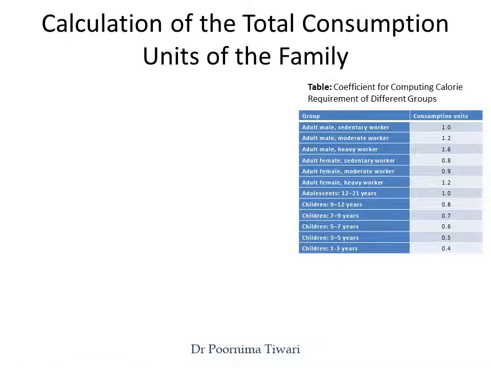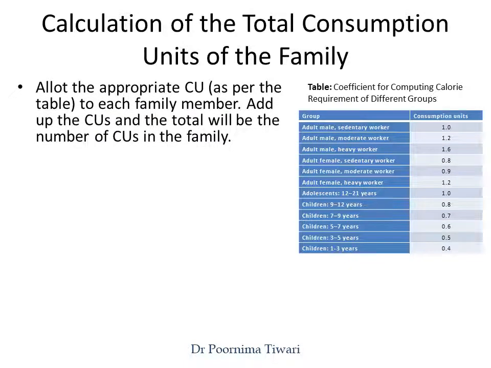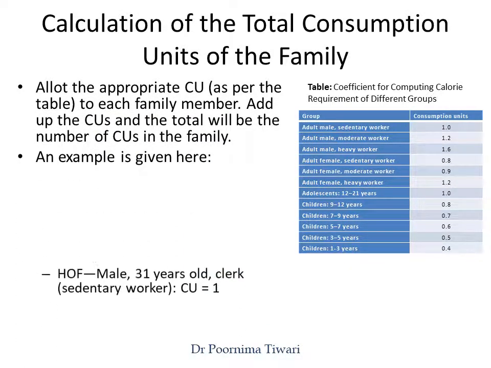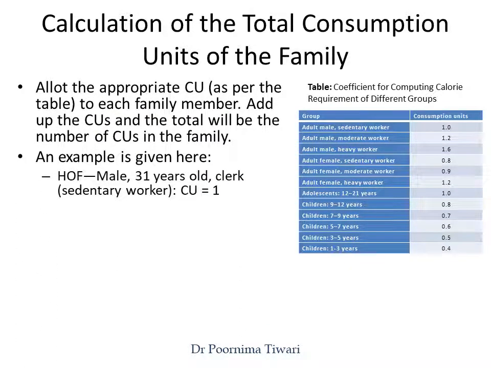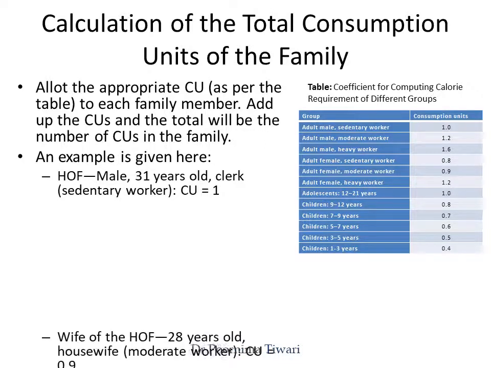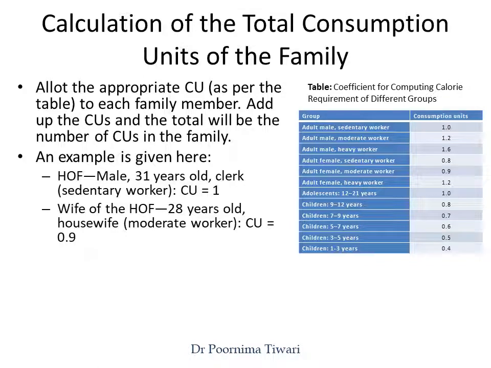Here an example is given for calculation of the total number of consumption units in the family. Each family member is allotted the appropriate coefficient of consumption unit as per the table. In this example, the head of the family is a male 31 years old and clerk by occupation. So he is a sedentary worker, consumption unit of 1. The wife is 28 years old and is a housewife. We consider housewife to be moderate worker, so consumption unit is 0.9.